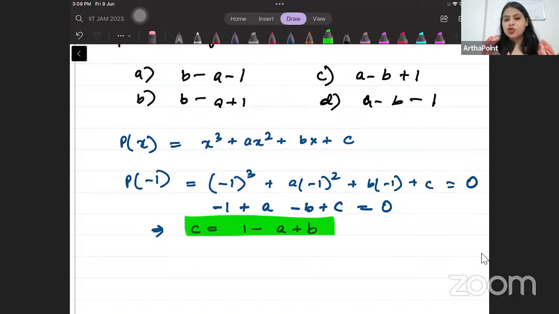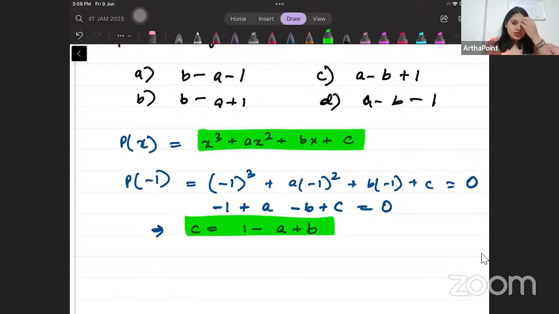Is that clear? I have not done anything. -1 is given as the root of the polynomial. I just put -1 back in the equation, and that should be equal to 0.